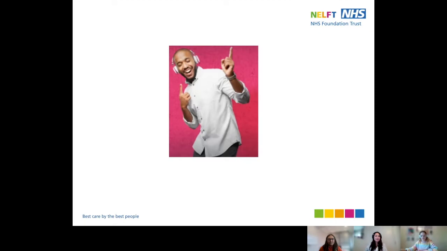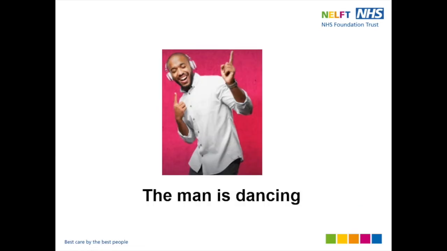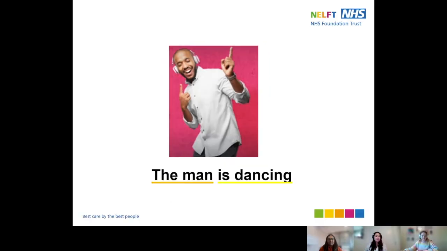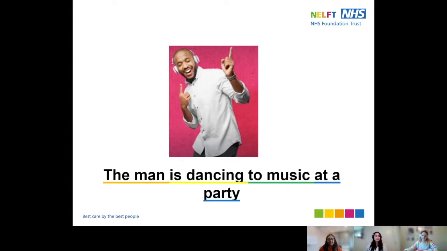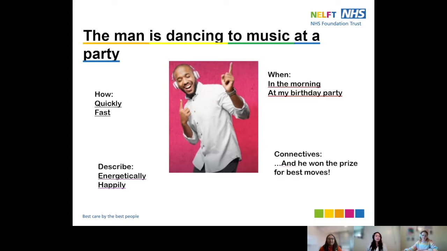Another picture here. Let's try this one. The man is dancing. So the man is in orange, is dancing is in yellow. Let's try adding more details such as to what and where. Okay, the man is dancing to music at a party. So we can create more advanced sentences.